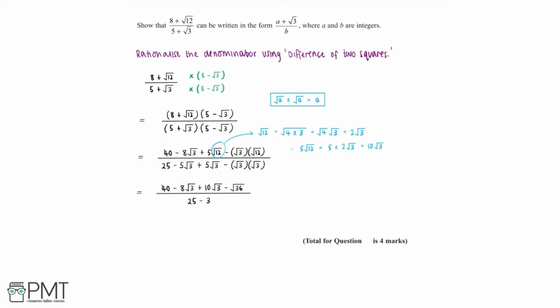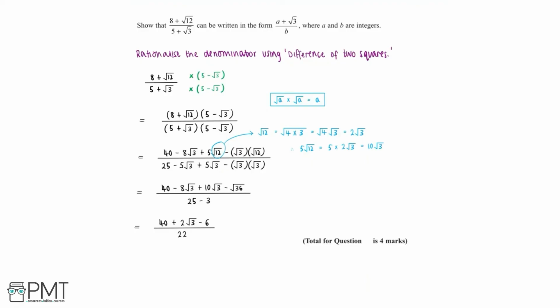Looking at the numerator, we can see that minus 8 root 3 plus 10 root 3 is equivalent to 2 root 3, and then root 36 is equal to 6. And so the numerator will become 40 plus 2 root 3 minus 6. And we can also simplify the denominator because 25 take away 3 is equal to 22.